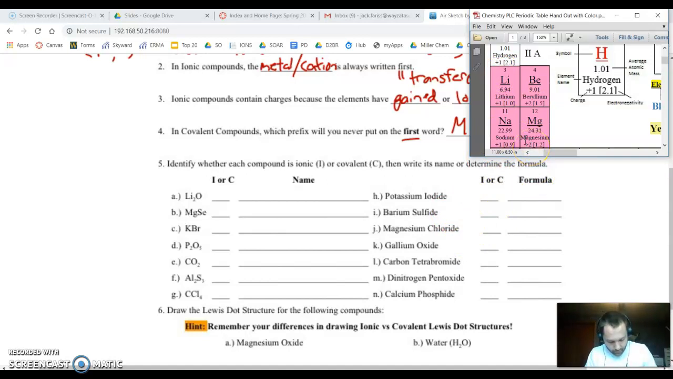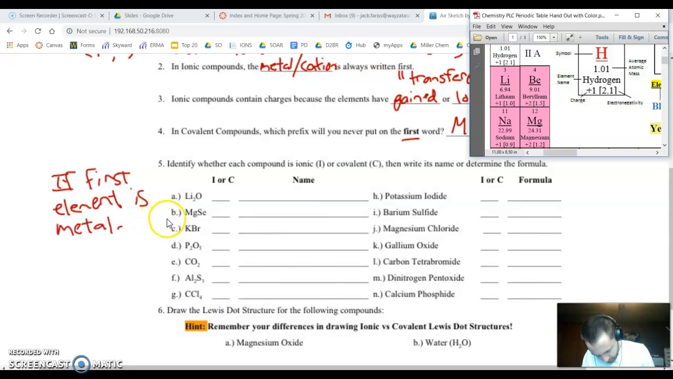So looking at question number 5, just remember, easiest way to tell, just look at the first element, determine if it's a metal. Because remember it would always be written first, so if the first element is a metal, it is going to be ionic. So I'm going to look at this first one here. I see lithium. Is lithium a metal? Yes, it is. It's one of our pink or green ones on the periodic table. So that's going to be ionic.